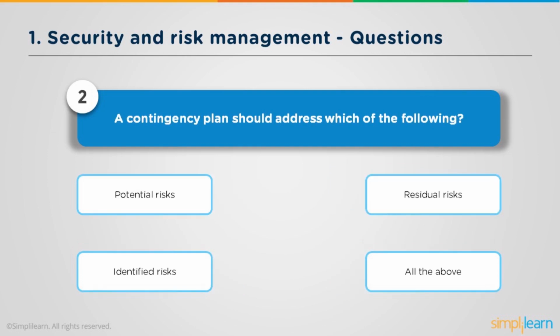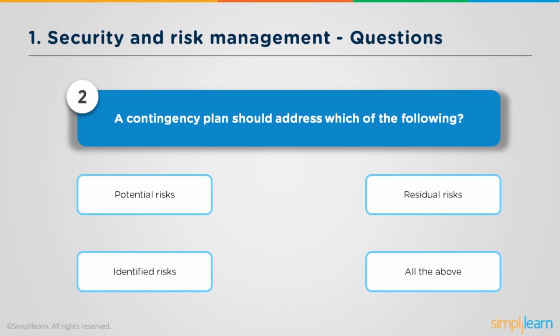Question 2: a contingency plan should address which of the following? Potential risks, residual risks, or identified risks. Now, what is a potential risk? A potential risk is something that you may foresee in the future, something that may exist. A residual risk, we'll come to that. What is an identified risk? A risk that has been identified, is known to the organization, and the organization is aware of it. So potential is something that may come into the future. Identified is something that exists right now.